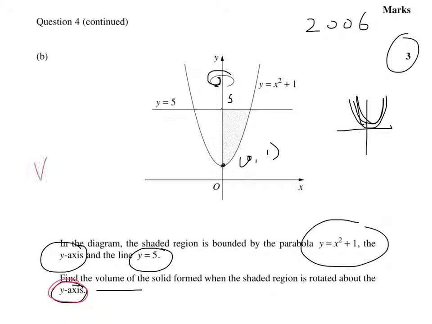So the formula we'll be using is pi integral from A to B of x squared dy. As you see, the function that we have is given by y equals x squared plus 1, so here we have to make x the subject. In the next slide we'll see that. So after looking at the graph, we notice that the lower value that we'll be using is y equals 1, and the upper value is going to be y equals 5, the upper terminal.